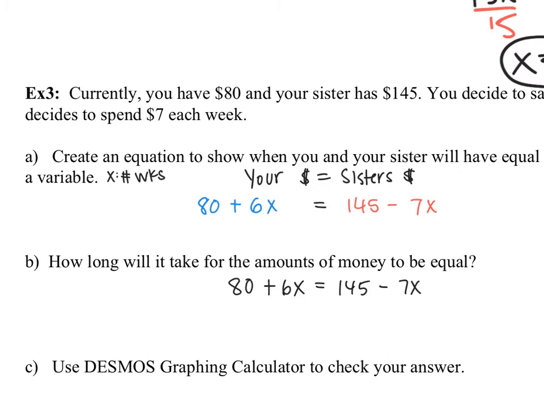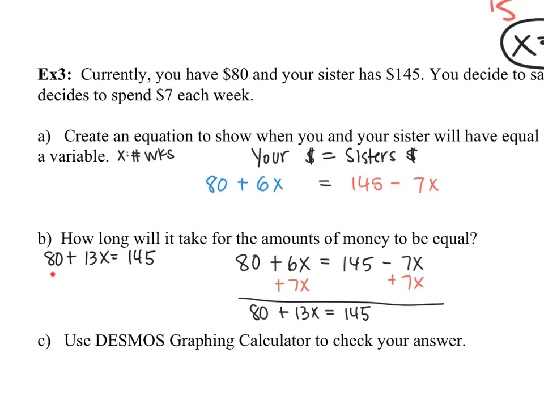If I follow my flowchart, I first look to see if I distribute, which I cannot. These are not like terms, and these are not like terms. So my next step is going to be to balance my variables. I'm going to choose to add 7x to both sides, because that will cause my -7x term to become 0. And so then my new equation would be 80 + 13x = 145.